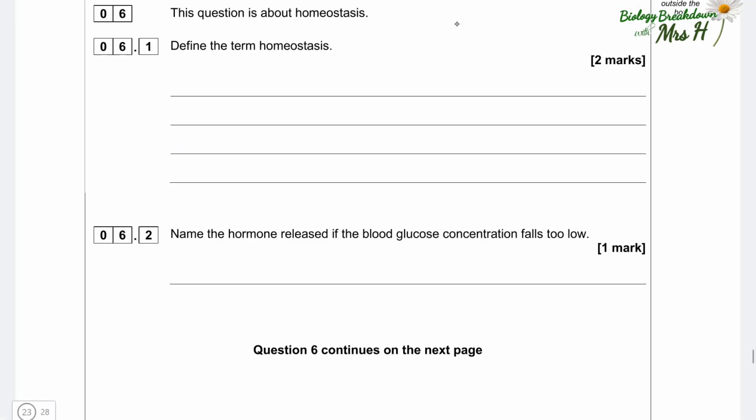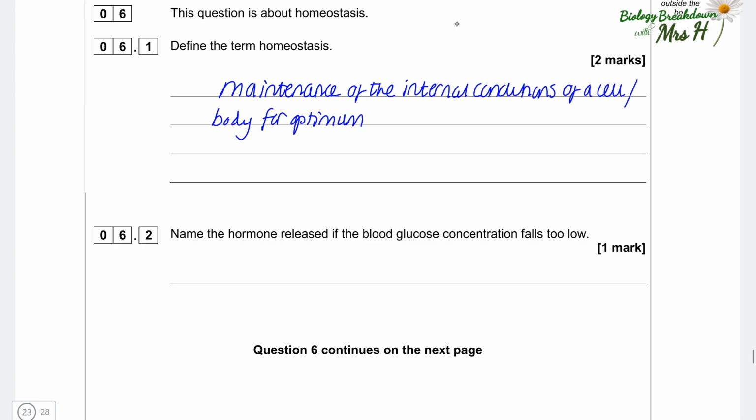Last question, 6. This question is about homeostasis. Define the term homeostasis. So your AQA definition that they like is the maintenance of the internal conditions of a cell or body for optimum cell or enzyme activity.